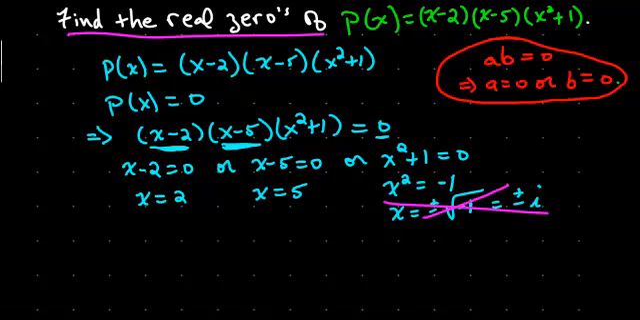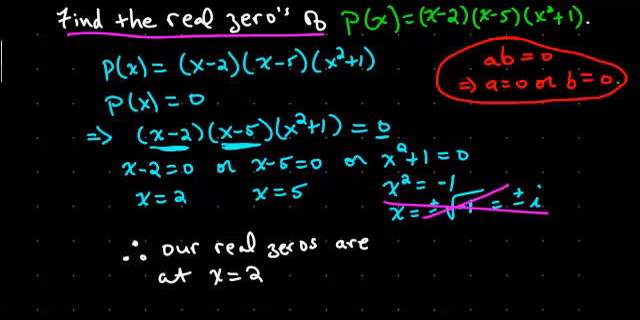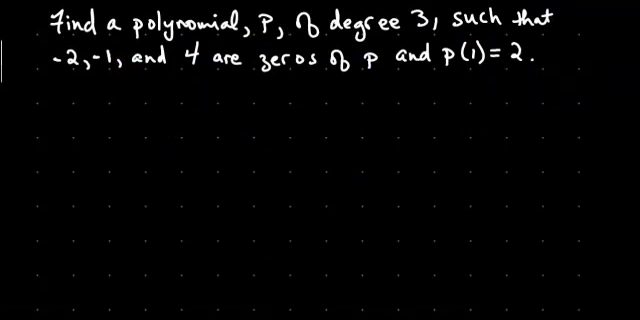So let me state the answer here. Therefore, our real zeros are at x equals 2 and x equals 5. Okay? Let's do another problem before we close this video.